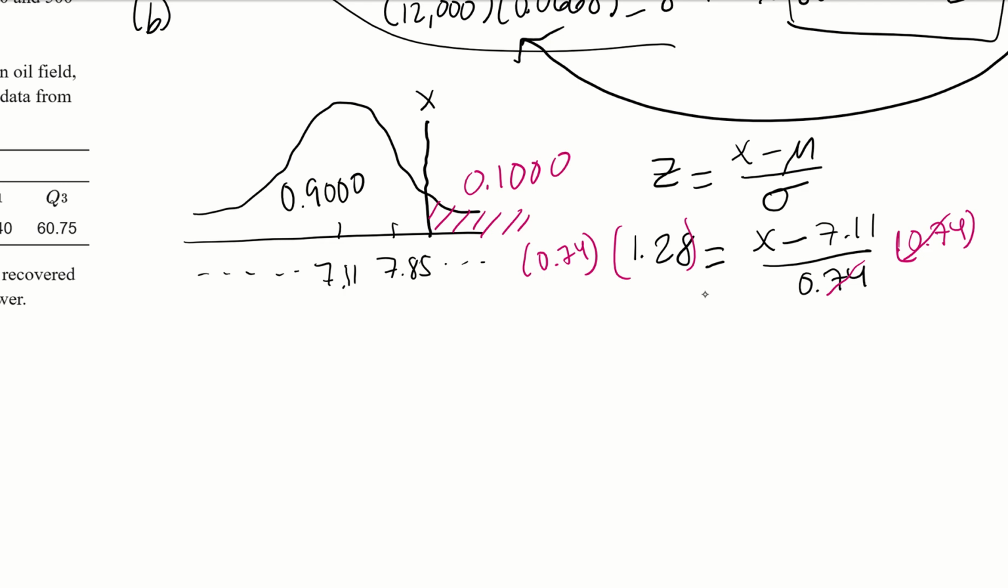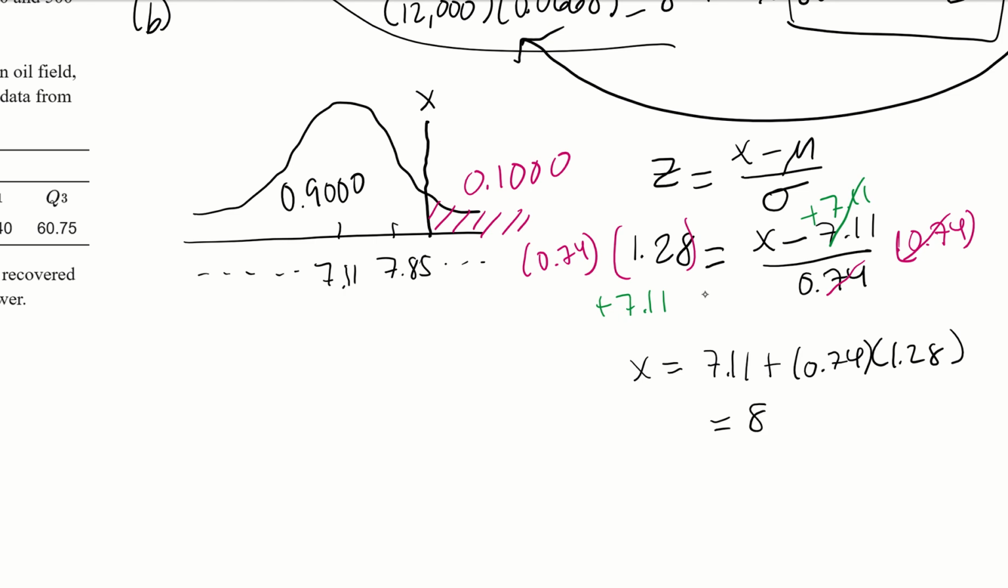And then we're going to add 7.11 to both sides to cancel that out. So we end up getting x is equal to 7.11 plus 0.74 times 1.28. So we just got to do the math there. The math there gives us about 8.06 minutes. Okay, so that means this time has to be 8.06 minutes.